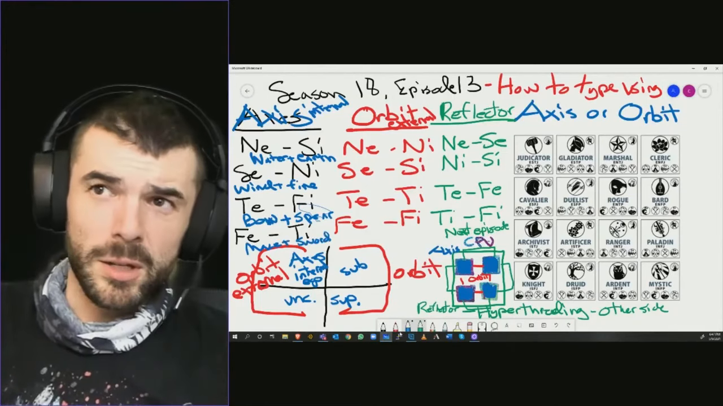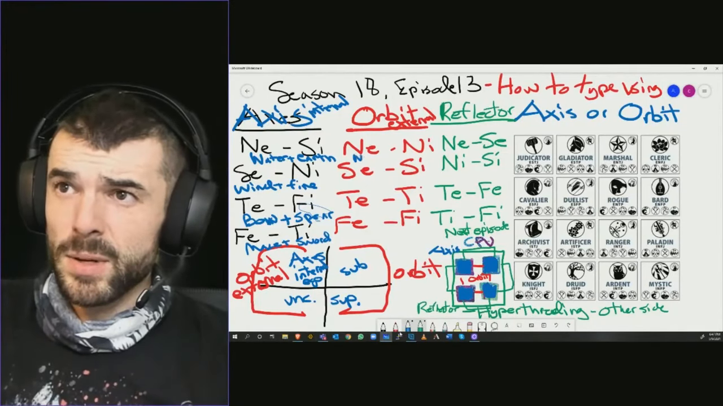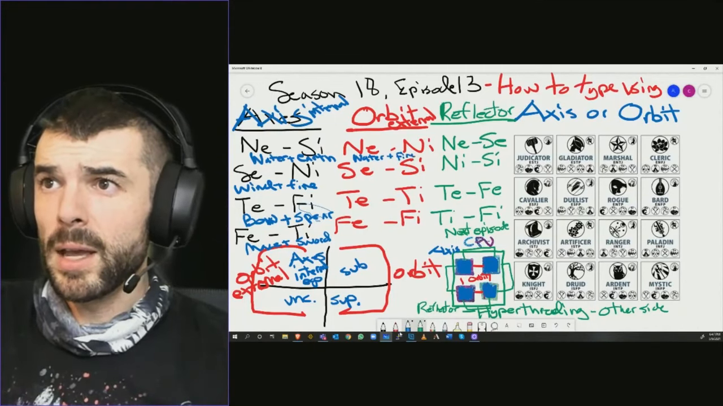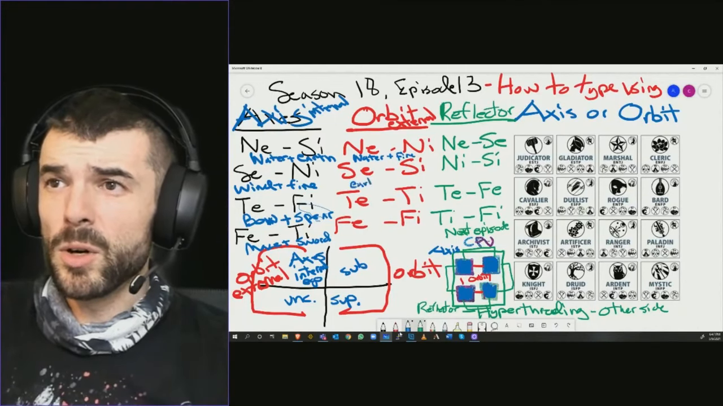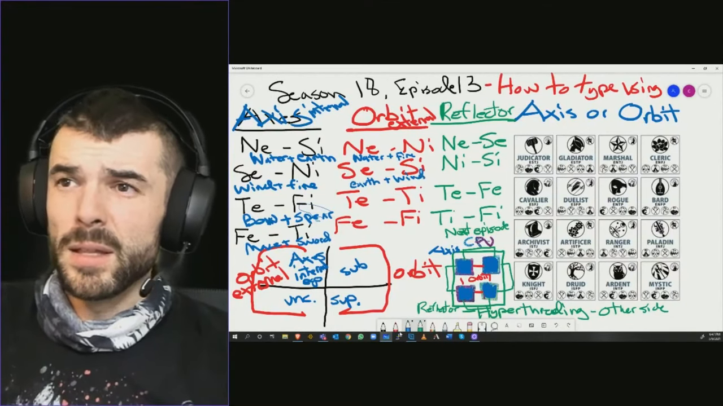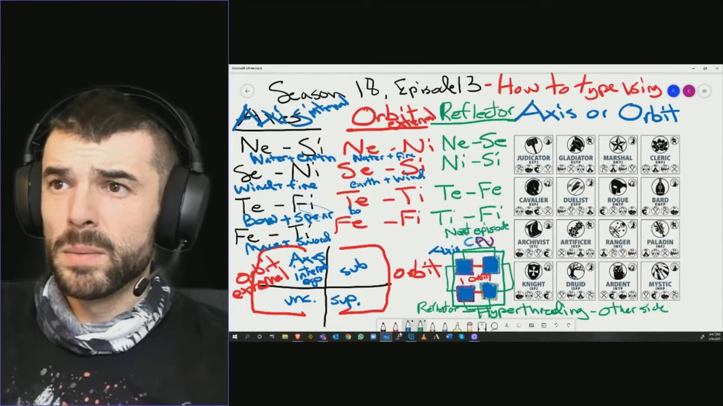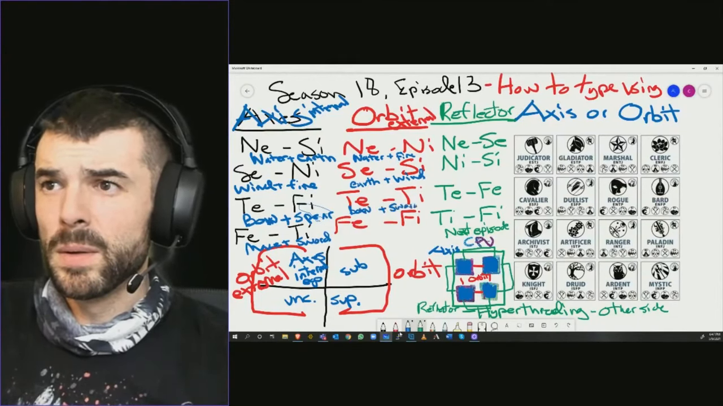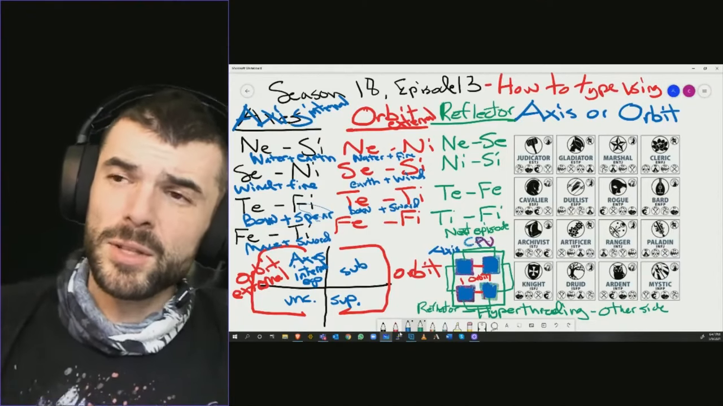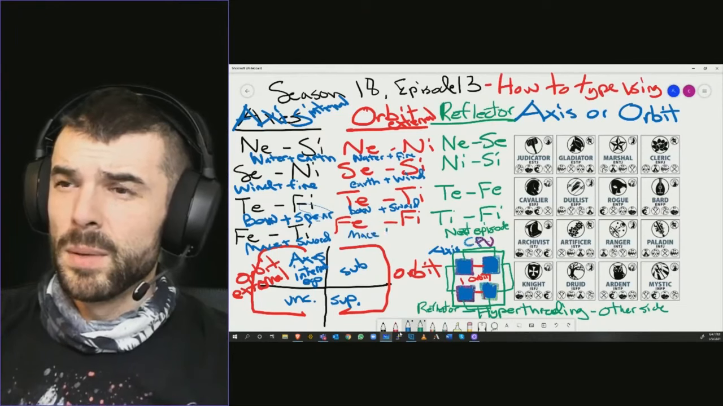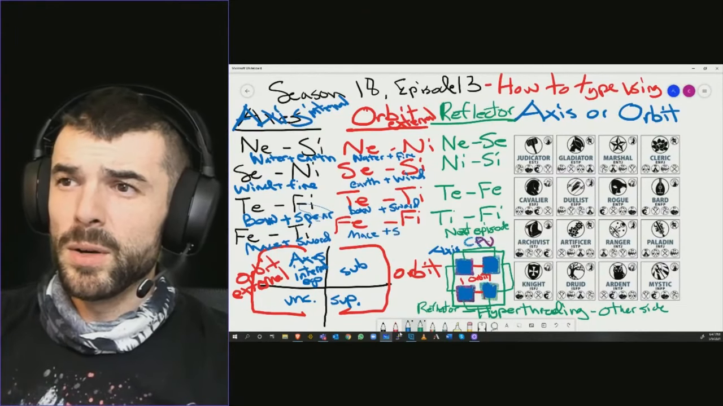Up here, it's getting a little bit interesting. This right here is water and fire. This one is earth plus wind, right? And then this one is bow plus sword. And then this one is mace plus spear.